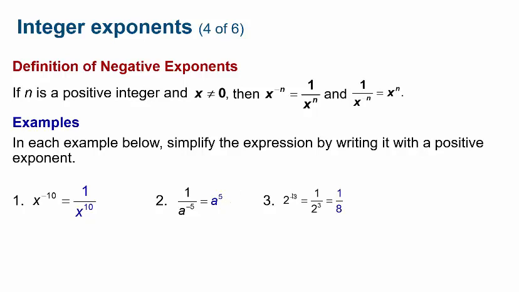All right, let's simplify this one now: 2 to the negative 3. I bring the negative 3 down as a fraction, so this is 1 divided by 2 to the third power. Note that when I bring it down, just like the rule says, I make it positive. Then 2 cubed is 2 times 2 times 2, which is 8. So this simplifies to 1/8.